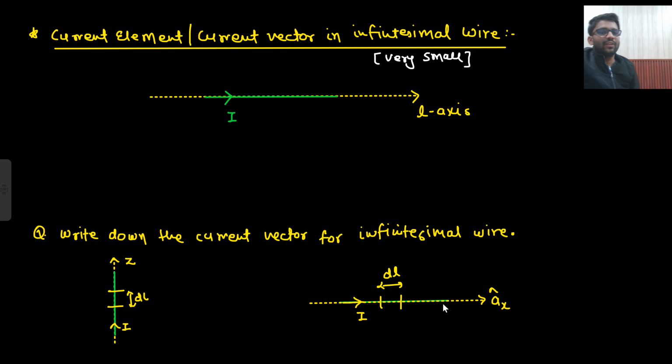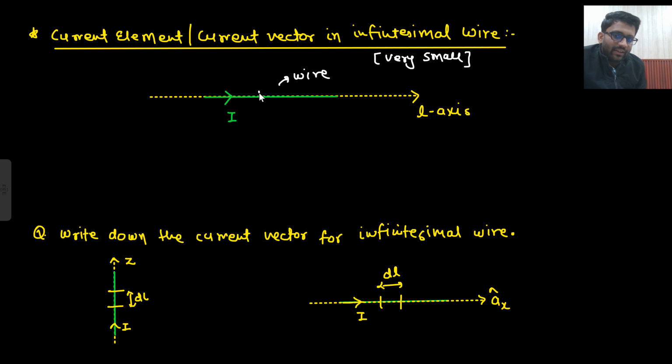So in a very small wire, you need to define a current vector. What is that? There is a wire which is placed along the z axis. Like there is X axis, Y axis, Z axis. Now I am placing a wire along the z axis. In this wire, current I is flowing.